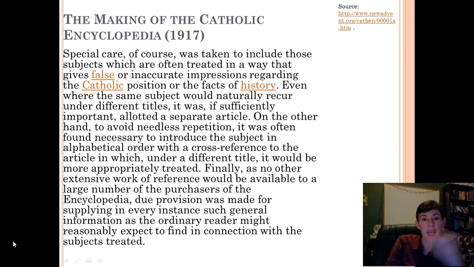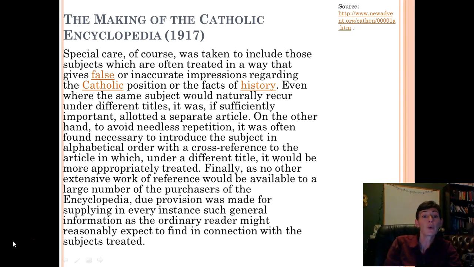Special care, of course, was taken to include those subjects which are often treated in a way that gives false or inaccurate impressions regarding the Catholic position or the facts of history. Even where the same subject would naturally recur under different titles, it was, if sufficiently important, allotted a separate article.